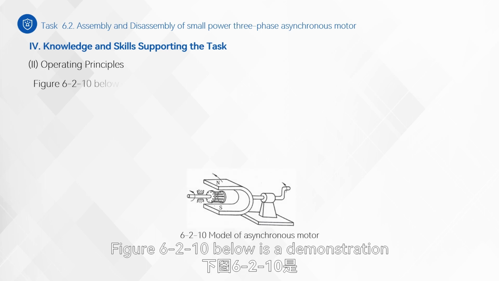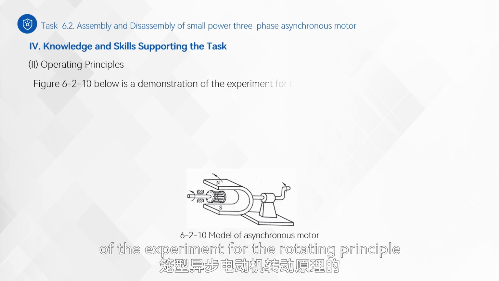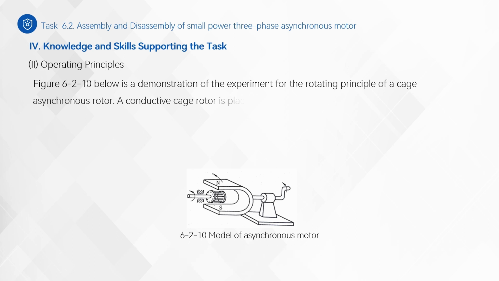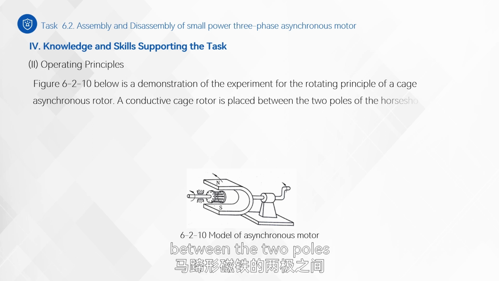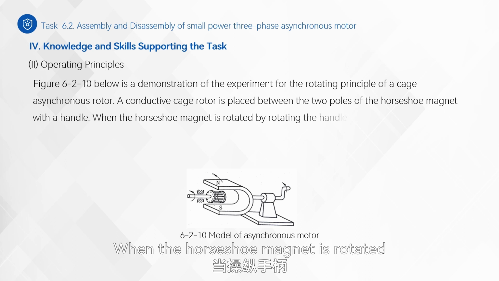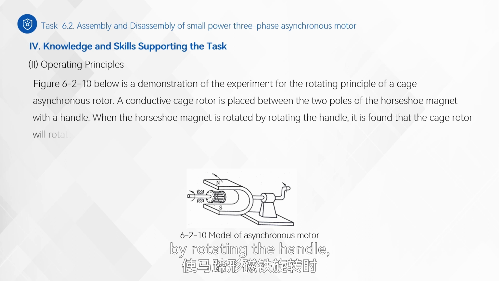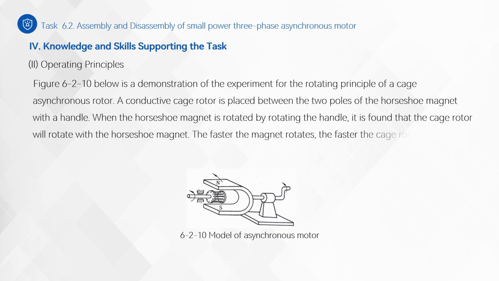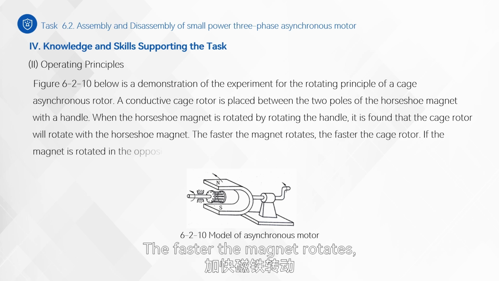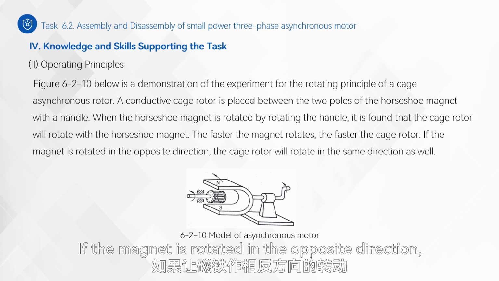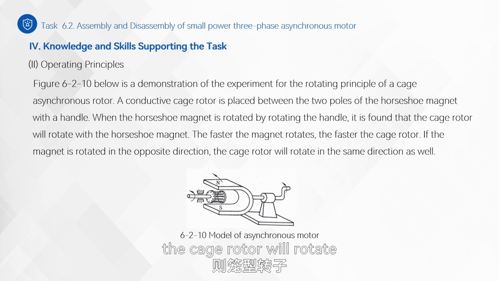Figure 6.2.10 below is a demonstration of the experiment for the rotating principle of a cage asynchronous rotor. A conductive cage rotor is placed between the two poles of a horseshoe magnet with a handle. When the horseshoe magnet is rotated by rotating the handle, it is found that the cage rotor will rotate with the horseshoe magnet. The faster the magnet rotates, the faster the cage rotor. If the magnet is rotated in the opposite direction, the cage rotor will rotate in the same direction as well.